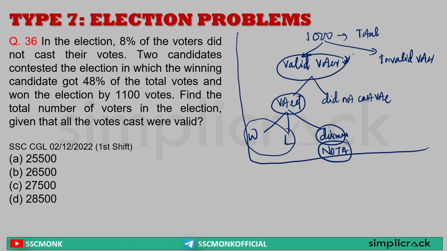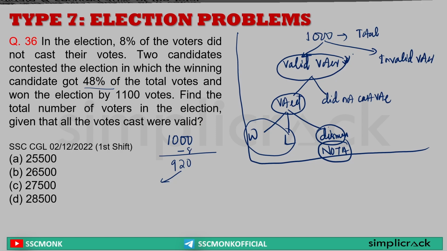It is saying in an election 8% of voters did not cast the vote. So let's say there are 1,000 voters. 8% did not cast the vote. That means how many voters cast the vote? Sir, 920 cast the vote. Yes. Two candidates contested the election, in which the winning candidate got 48% of the total vote. Let's say he got 48%. So another candidate who was, I think there is an error in this question. So I will check again because I can't waste time here checking this. So let's move to the next question.